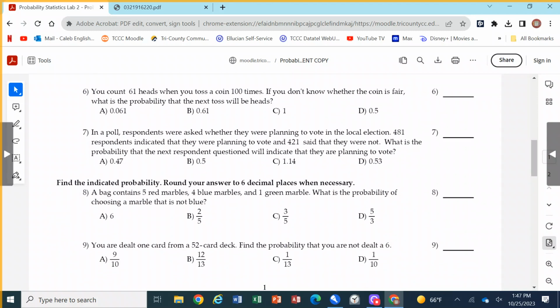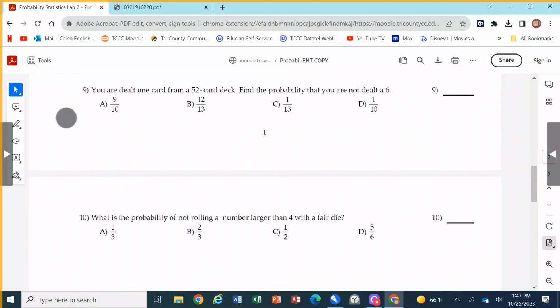Number 7, in a poll, respondents were asked whether they were planning to vote in the local election. 481 respondents indicated that they were, and 421 said they weren't. What is the probability that the next respondent questioned will indicate they're planning to vote? In the spring and in the summer, when people miss this, it's because they just did 421 divided by 481. That is not correct, because 481 is not the total number of observations. You've got to put those together. Okay?